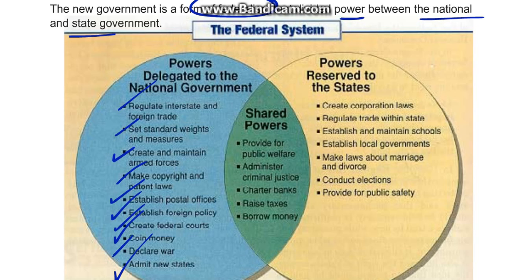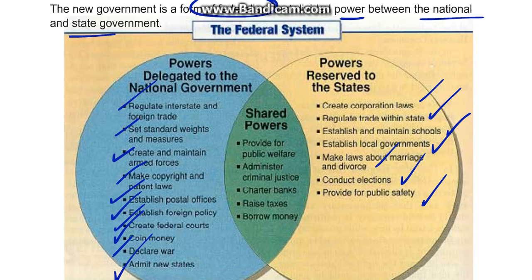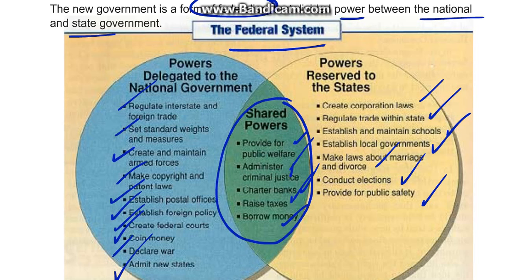Powers reserved to the states were creating corporation laws, regulating trade within the state, establishing and maintaining schools, establishing local governments, making laws about marriage and divorce, conducting elections, and providing for public safety. Powers that were shared between the federal government and the state government were providing for public welfare, administering criminal justice, chartering banks, raising taxes, and borrowing money. That is the federal system.